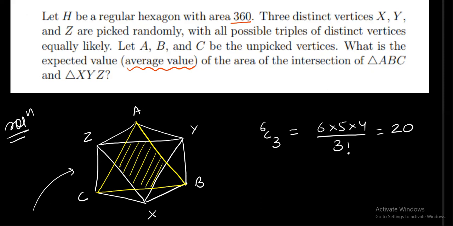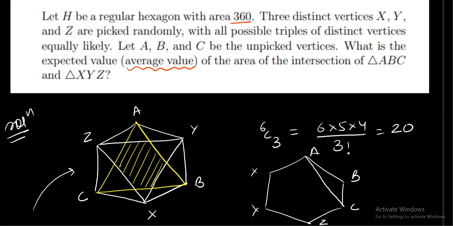The vertices can also be selected in another way. For example, it might be possible that in a hexagon, we selected 3 vertices which are consecutive. And the remaining 3 are X, Y, and Z according to the question. Now, in this situation, when you consider the triangle ABC and the triangle XYZ, then you will find that there is no common intersection region in this situation, right?